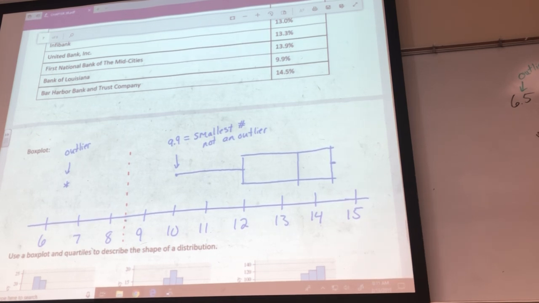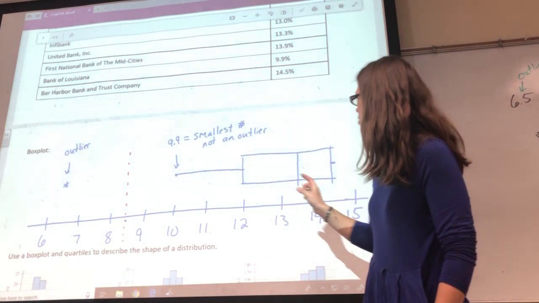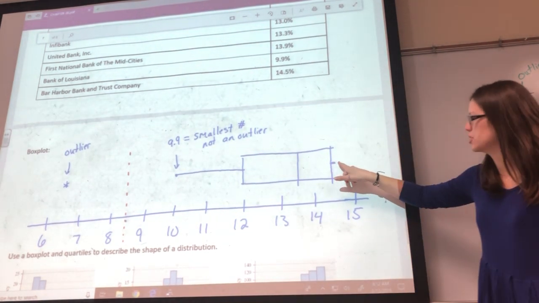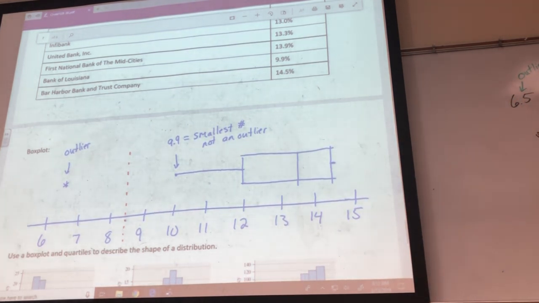What is the small whisker number? The small whisker, what's the number for that one? This one? No, the other one. Oh, the upper whisker? Yes, ma'am. Oh, sorry, that's a 14.5. That's our largest number that we have right here. Gotcha. Thank you.